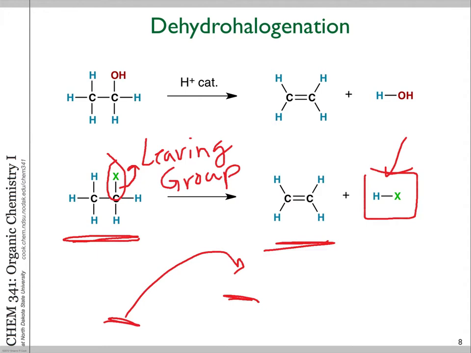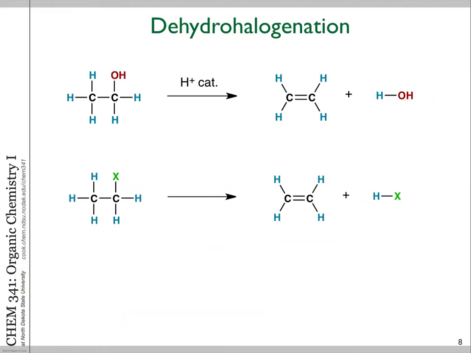And so if we're forming HX, then what we want to do is neutralize the acid that's formed. And we could do that by carrying out this reaction in the presence of a strong base. It changes the mechanism. Under strongly basic conditions, you don't generate carbocations. So there are no carbocation intermediates. Instead, the reaction proceeds via a one-step mechanism where we have a base that pulls off the proton at the same time the double bond forms and the halogen leaves.